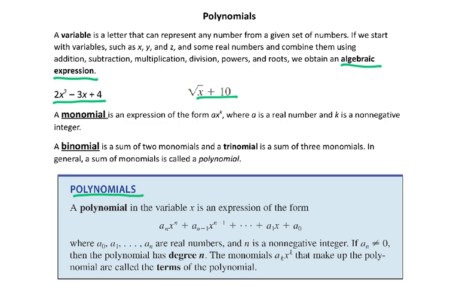Special cases of polynomials is one, a monomial, right? That's going to be a mono, or a single term, but it's anything that can be written in the form ax to the k, where a is a real number and k is a non-negative integer. So something like x squared, negative 3x to the fourth. Those are both monomials, right? 2x to the negative 5, right? That is not a monomial because the exponent is negative.